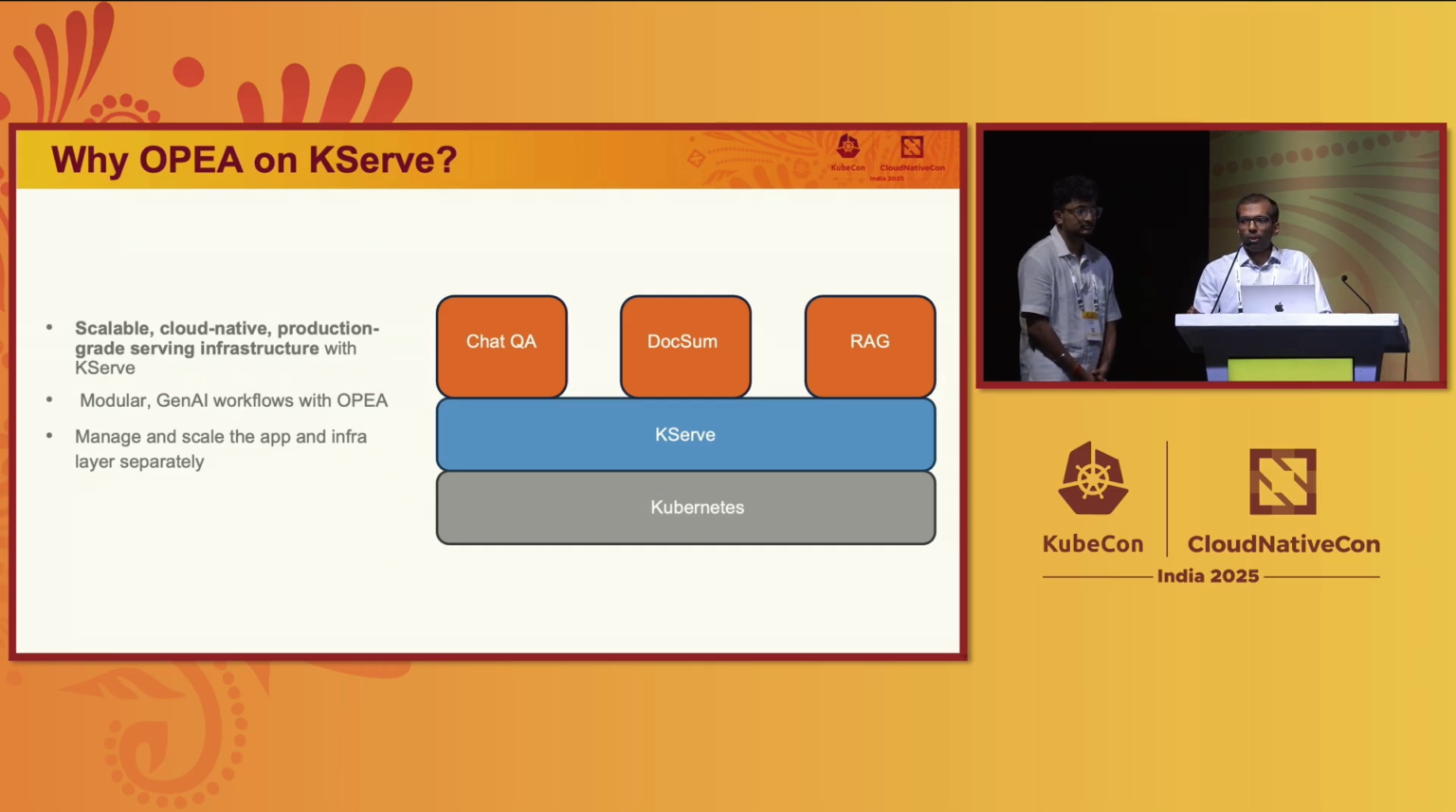So on a very high level, what does OPEA provide on KServe? With the KServe layer, you get a scalable, cloud-native, production-grade serving infrastructure, which is primarily looked after by your infra admins to scale your serving workloads. While on the top layer, application developers can build various applications, your chat QA, document summary, RAG, where these are modular GenAI workflows, which are purely written by your application developers. So you try to isolate the responsibility and the concerns of app layer and infra layer separately.